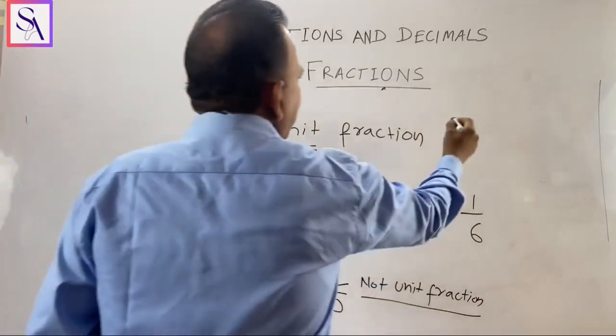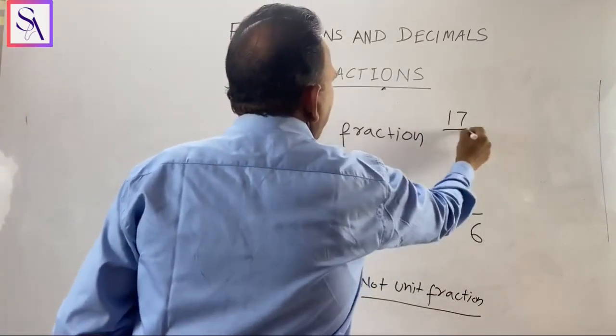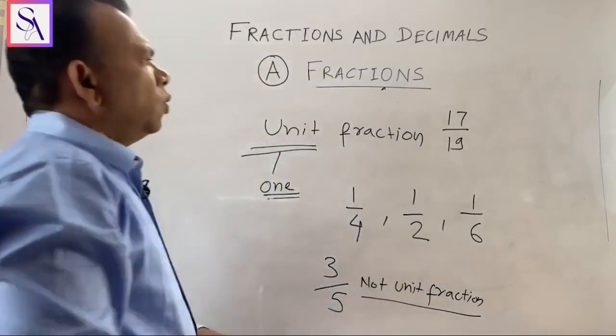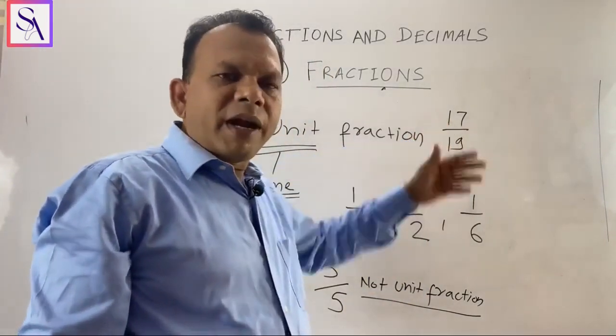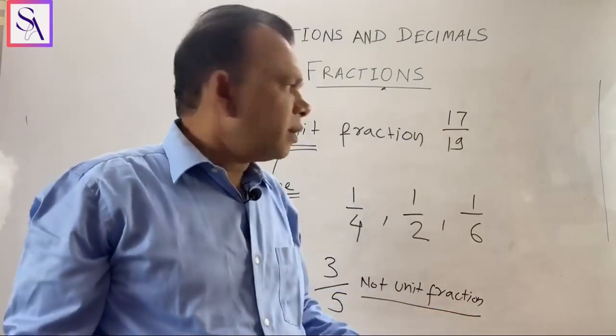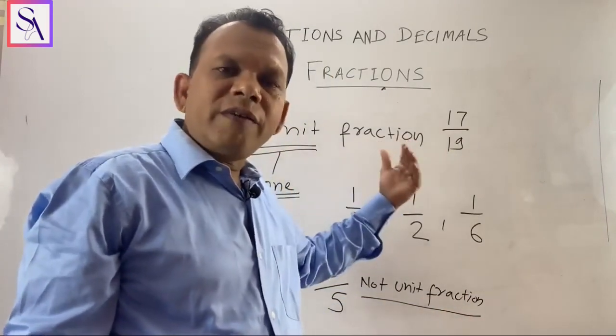Similarly, if I use 17 by 19, what is the numerator value? 17. 17 is not a unit, it is not a 1. That's why it is not a unit fraction.